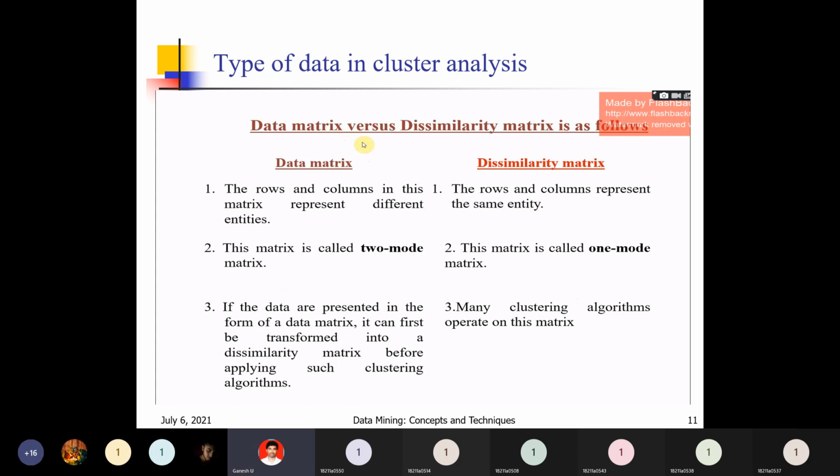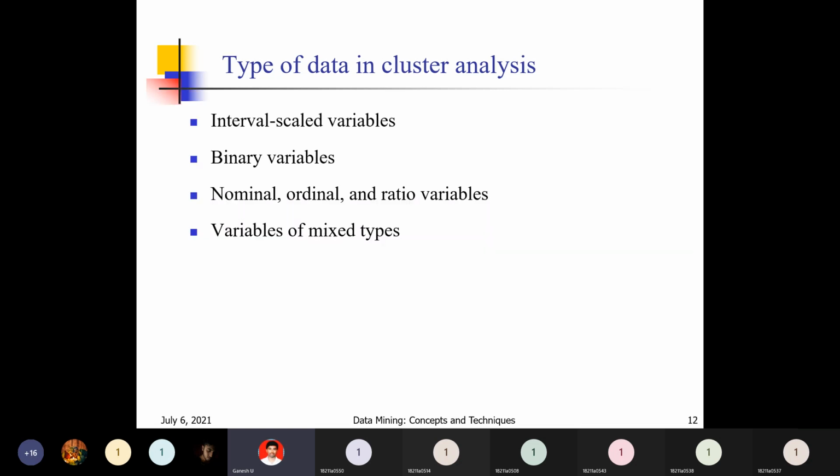So that is data matrix versus dissimilarity matrix. This is a 2 marks question. You will find it in the final exams. Okay, data matrix and dissimilarity matrix.